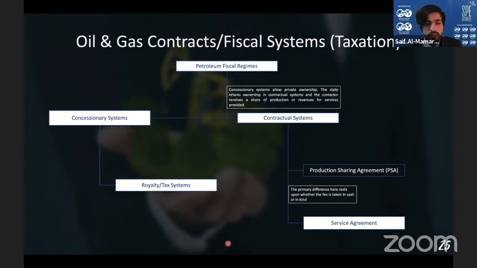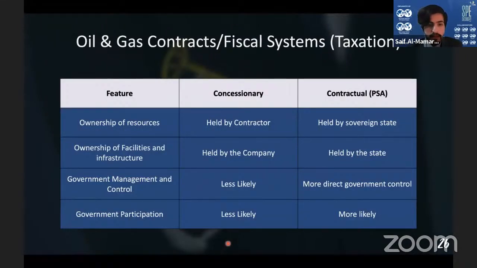So in the next slide, you can see what makes each contract different. So ownership of resources. So the actual minerals, the reservoir, under the ground, under a concession system, the contractor owns that. But in the PSA, the sovereign state still holds the ownership of that.